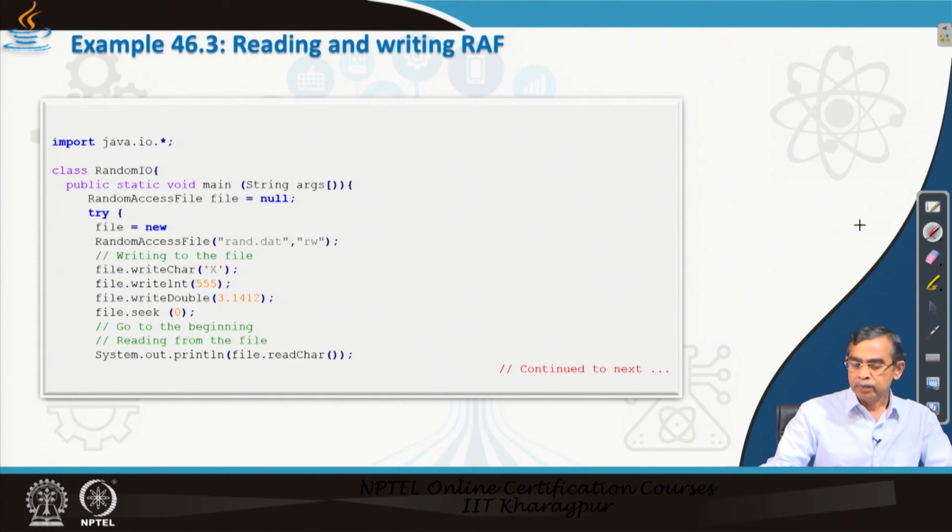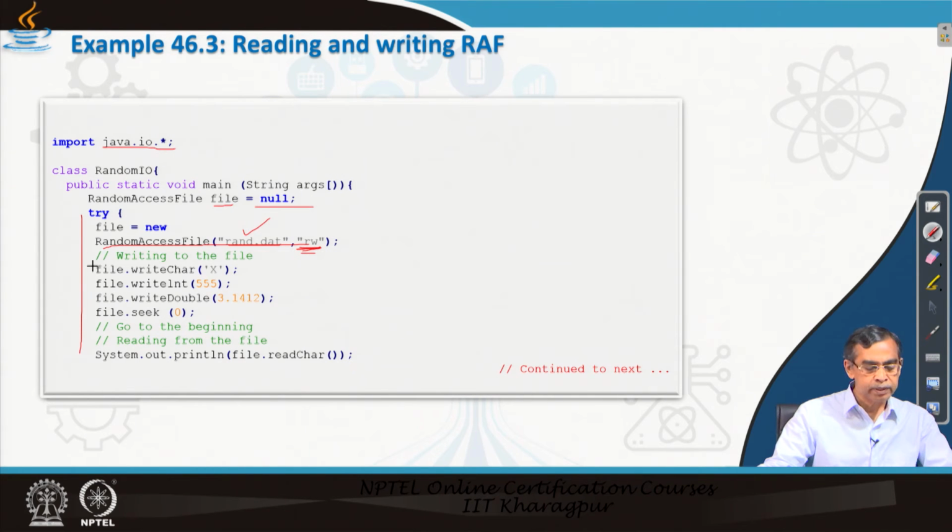Here, import java.io.* includes that RandomAccessFile is imported, and we create the file object of type RandomAccessFile. Initially it is null. Then within the try block, this is the RandomAccessFile constructor, this is the name of the file and this is the mode that we want. The name of the file is ran.dat, assuming it is available in the current working directory, and we open the file in read write mode.